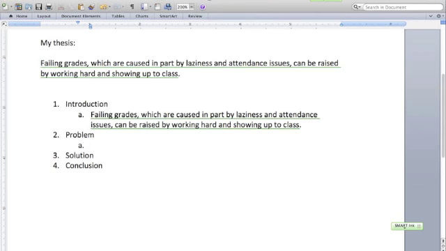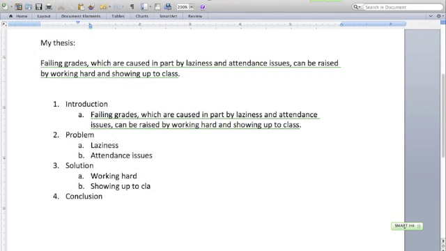Okay, we saw that laziness and attendance issues are my 2 problems. So under problem, I'm just going to write in laziness and attendance issues. Bam. Now, for my second level under solution, we'll just have these 2 right here. All right, so working hard and showing up to class. There we go. The entire second level of my outline is done.